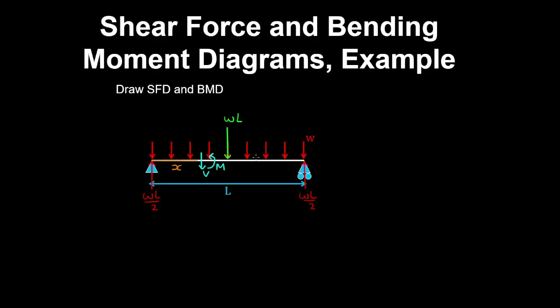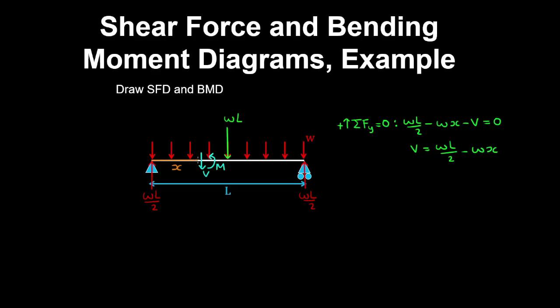Taking this section anywhere along the beam gives the same forces acting on it. So if we take a vertical equilibrium of forces on that section, with upwards being positive, then we have WL/2 minus W by the distance x minus the shear force is equal to 0. Therefore the shear force is WL/2 minus Wx.